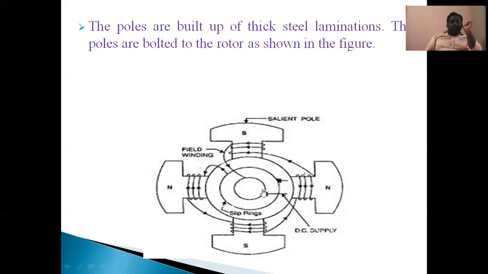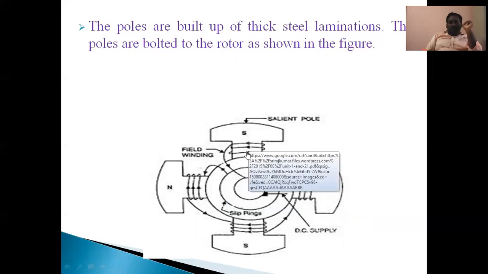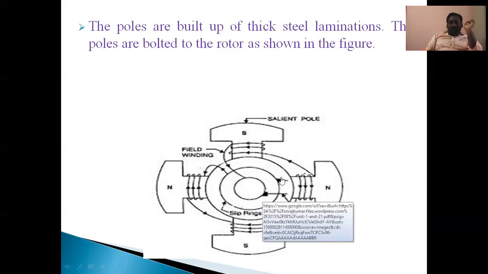One more thing is that the field winding is mounted on these pole cores. These are the poles, south and north, and this is the field winding which is mounted on these poles. These are nothing but windings or coils. The DC supply is provided to the field coils through slip rings. These are the slip rings and rectangular brushes. Through the slip rings and brushes, the DC current flows to the coils.